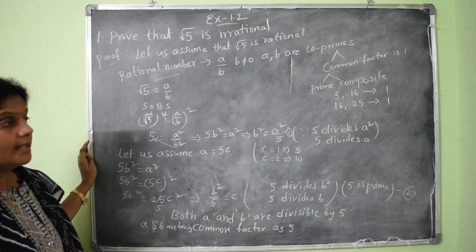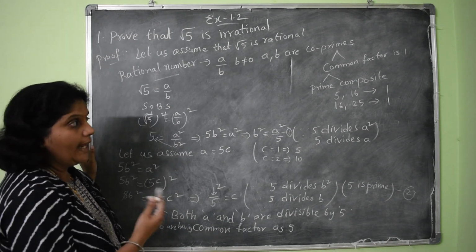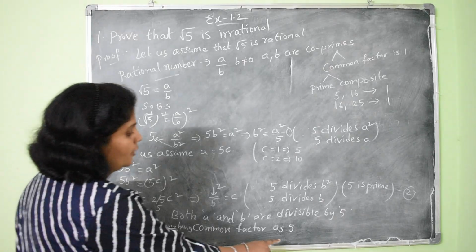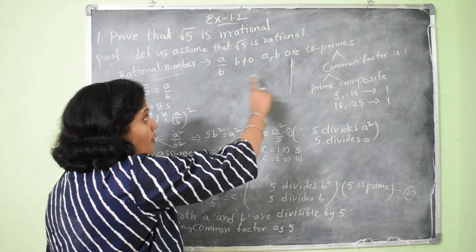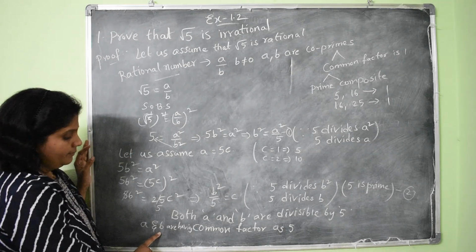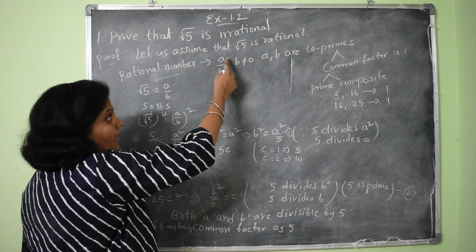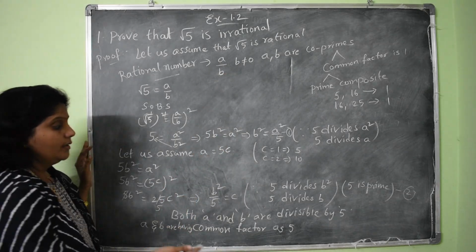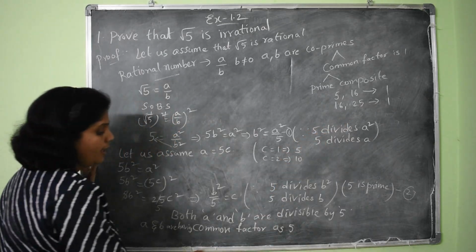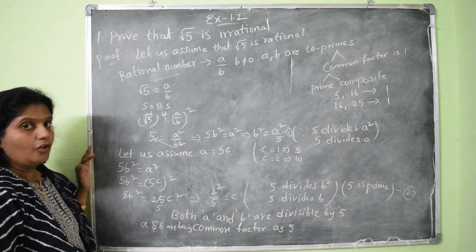So will coprimes have a common factor other than 1? No. Coprimes should not have a common factor other than 1. But here we got the common factor as 5, and we are assuming a and b as coprimes. So these two are not matching, because coprimes should have common factor 1, but here what we got is common factor 5. So both are not matching.